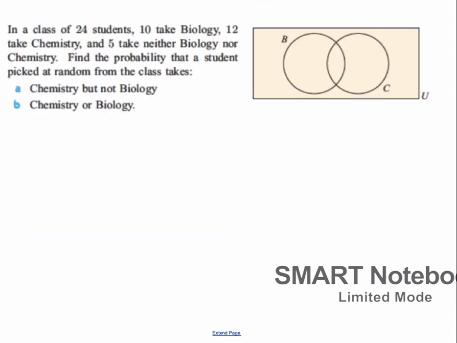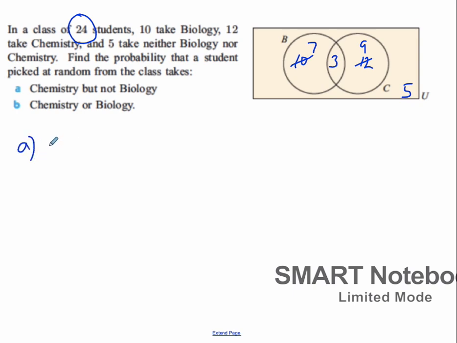Okay, and now let's look at one with a Venn diagram. In a class of 24 students, 10 take biology, 12 take chemistry, and 5 take neither. So let's put that 5 out here. This is biology and chemistry. 10 take biology, 12 take chemistry. Now what happens when I add these all together? I get 22, 27. So I've got 3 too many, because I need 24. That means there are 3 in the intersection, so there should be 9 here and 7 here. So that's your Venn diagram.